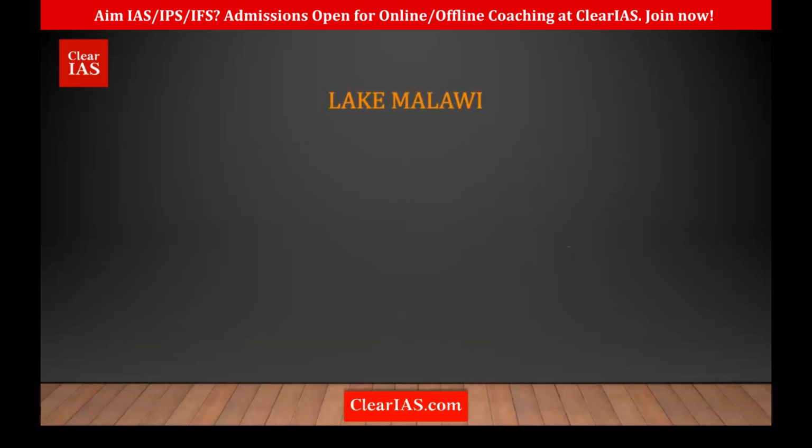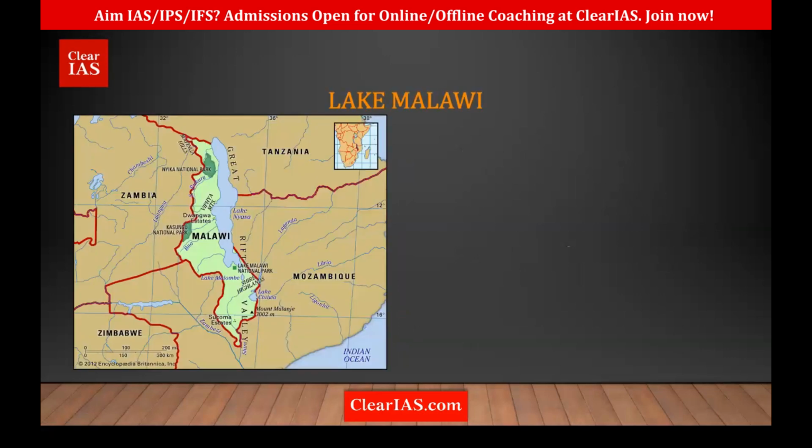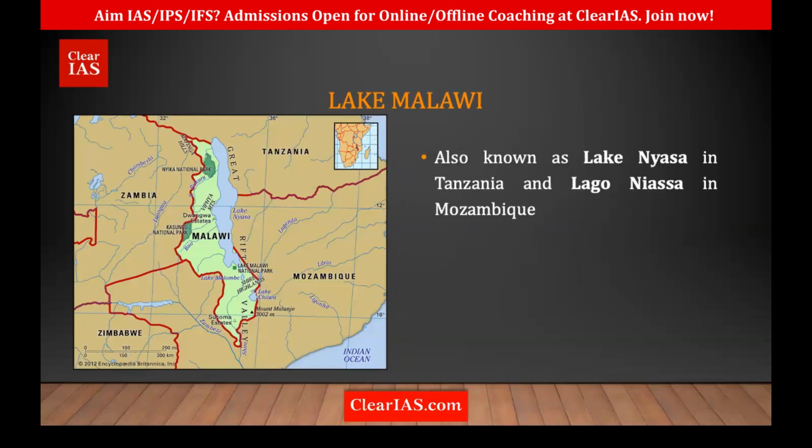Next one is Lake Malawi. This is also very important because it frequently comes in the news. It is also known as Lake Niassa in Tanzania and Lago Nyasa in Mozambique. You can see the bordering states: Zambia is there, Mozambique is there, and Tanzania is there.